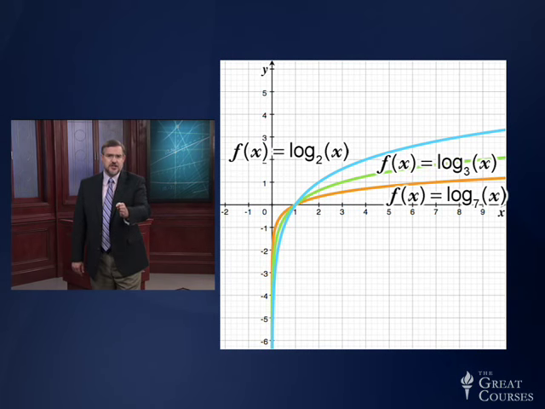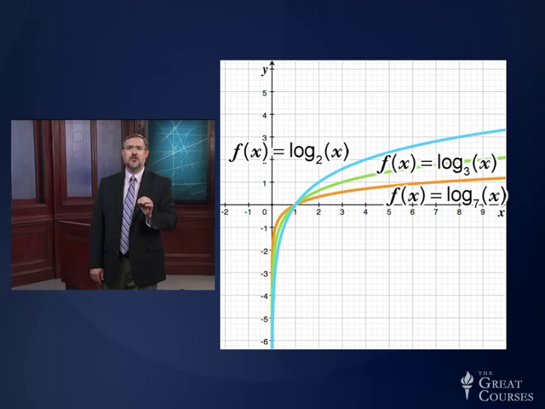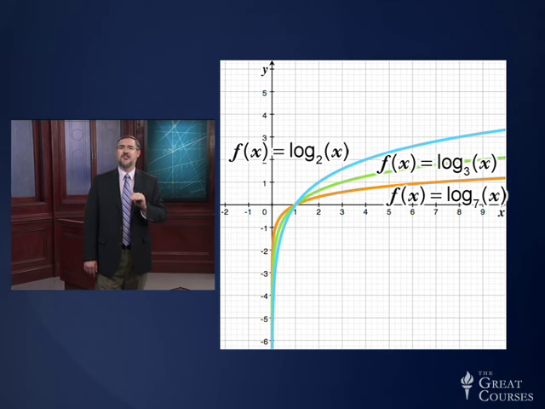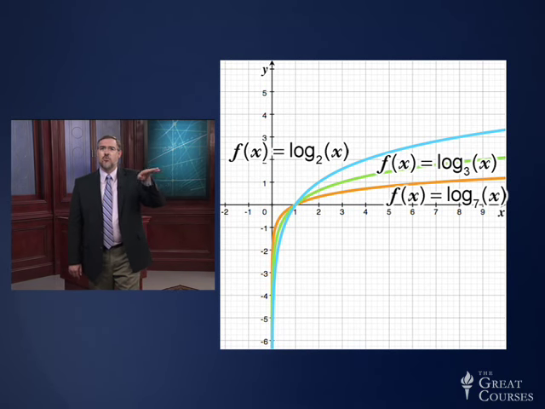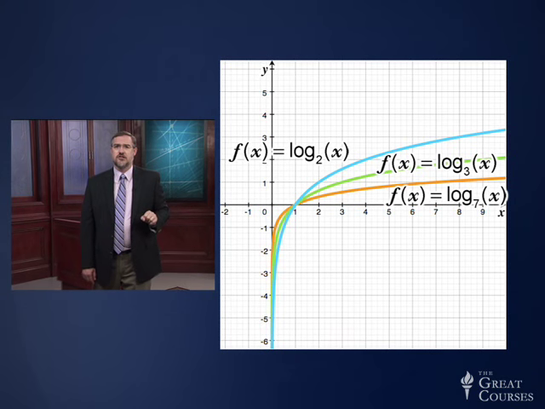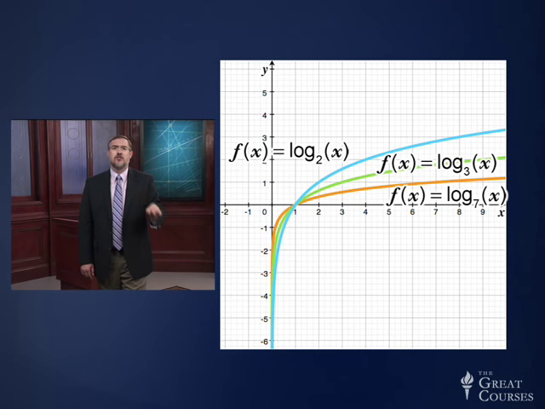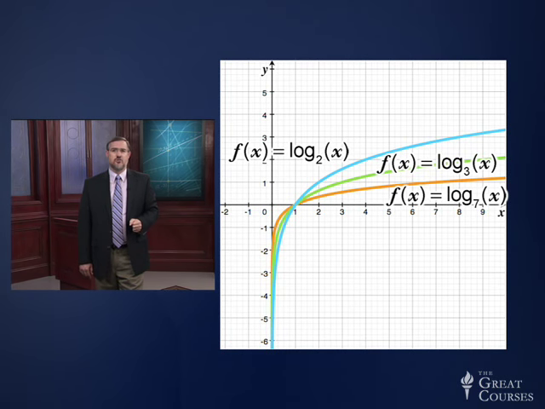But once x gets bigger than 1, that function takes on the role of being the smallest compared to the others. In other words, log base 7 of x, once x is bigger than 1, is actually the one that's the lowest or the smallest. And in that part of the domain from x greater than 1, the function which is actually the highest is the log base 2 of x.